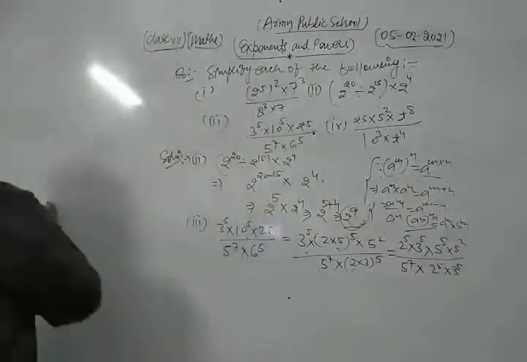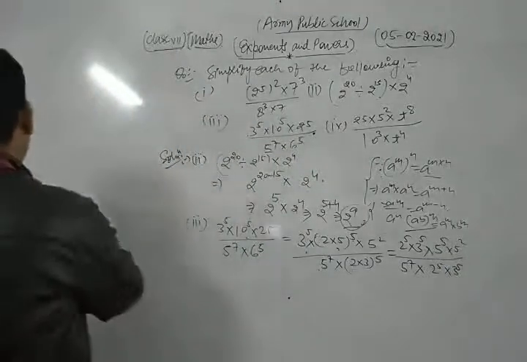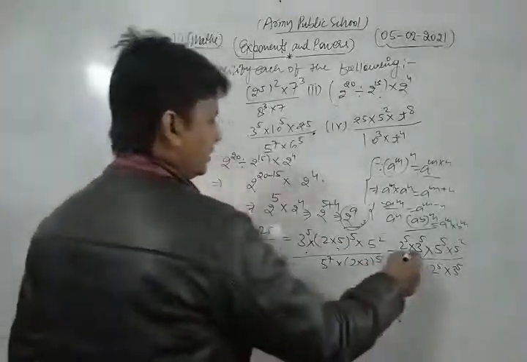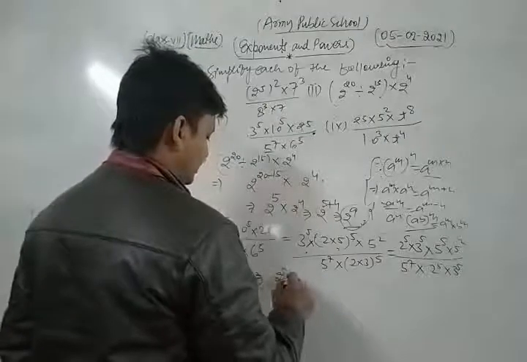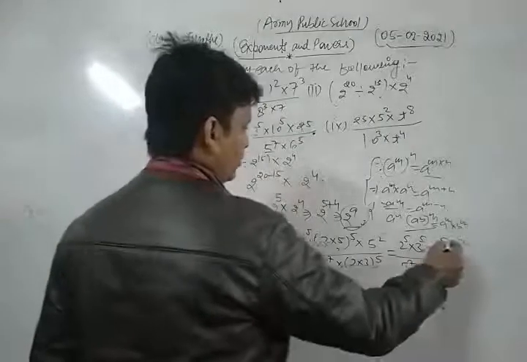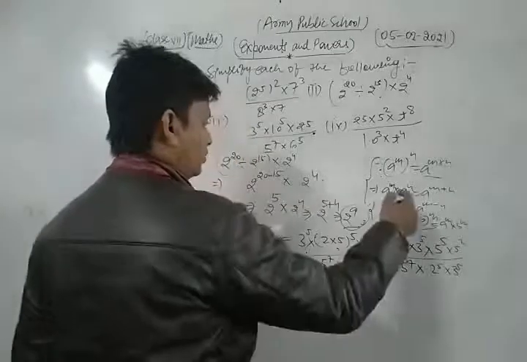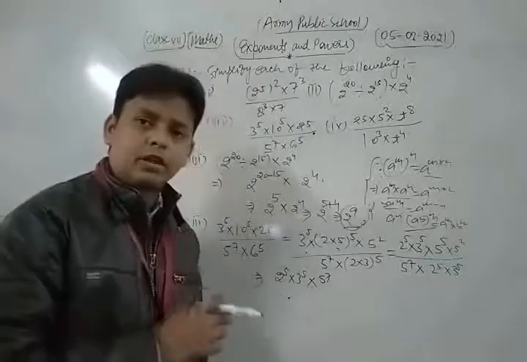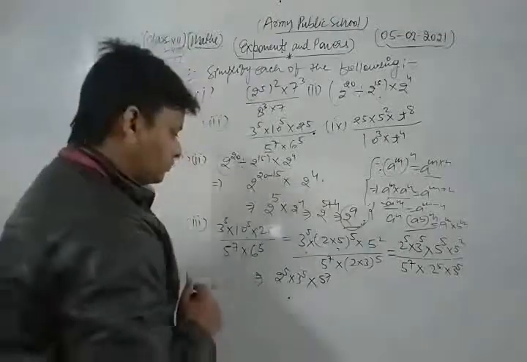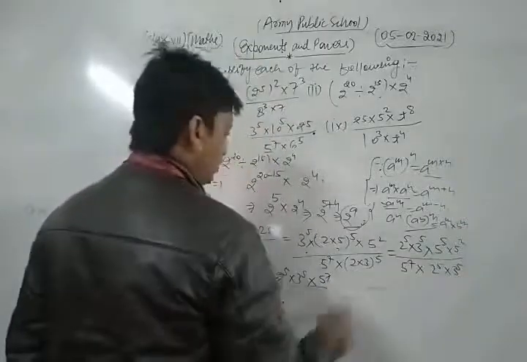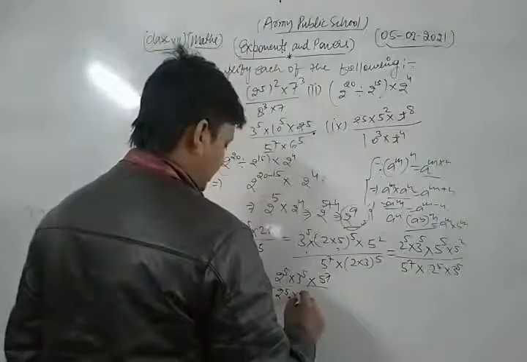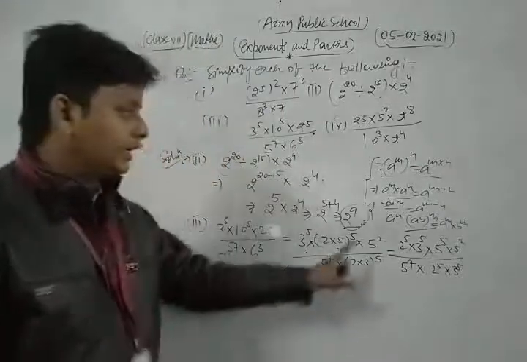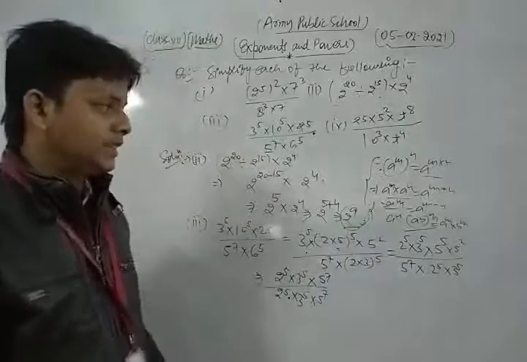Now we simplify them. So we get 2 power 5 as it is, 3 power 5 as it is, into 5 power 5 plus 2, that is 5 power 7, according to the laws of exponent, upon 2 power 5 as it is, 3 power 5 as it is, and 5 power 7 as it is. Now we apply the law of exponent a power m upon a power n.